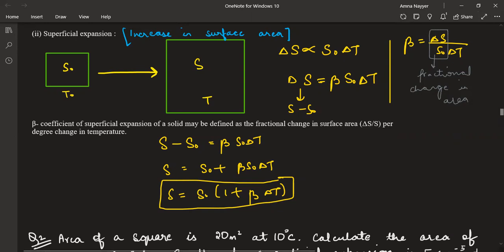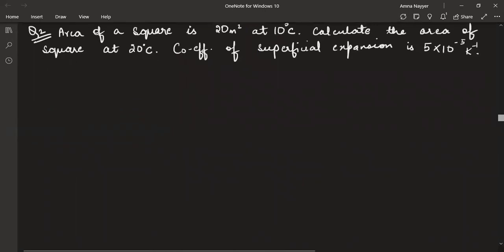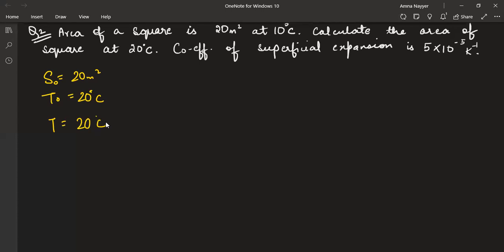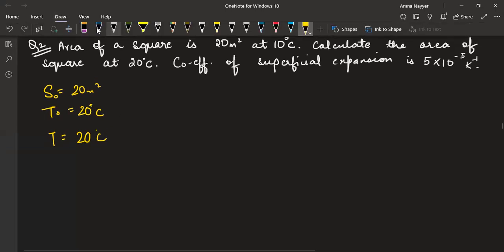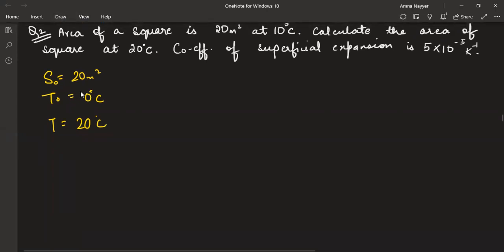I'll share a question also with you. See here, it says that the area of a square is given. Original area of the square is given as 20 meters square. At the initial temperature, 10 degrees Celsius. Final is 20. So we have to find out the surface area, and beta is given as 5 into 10 to the power minus 5 Kelvin inverse.